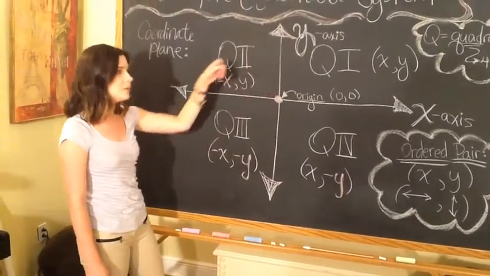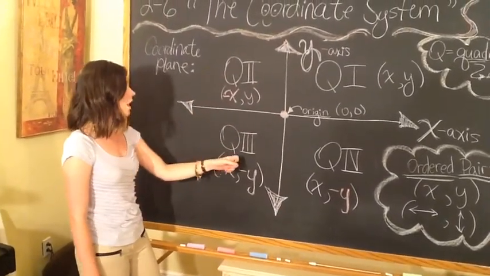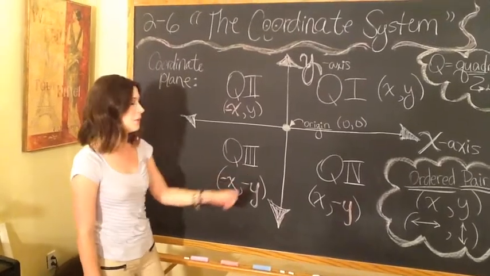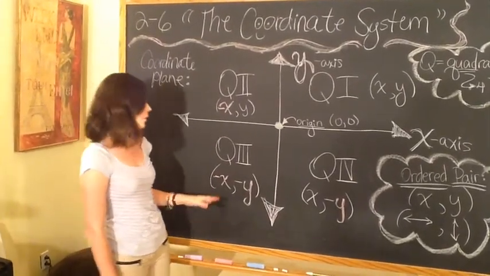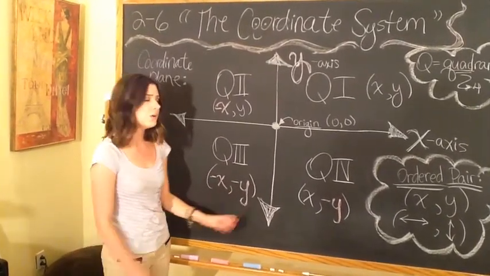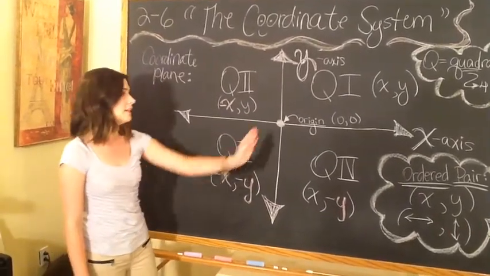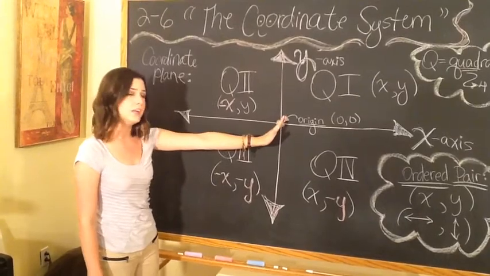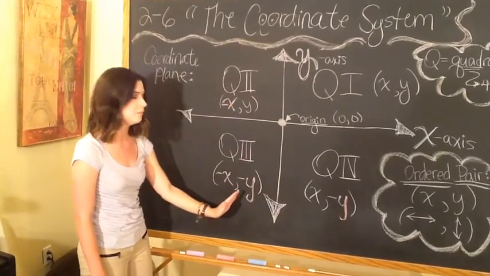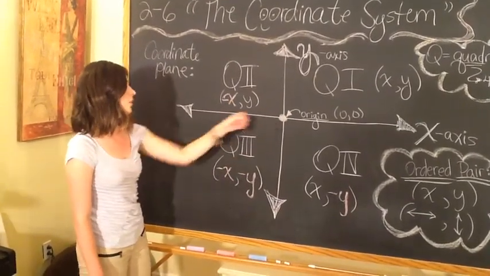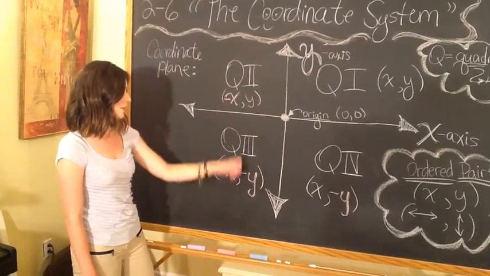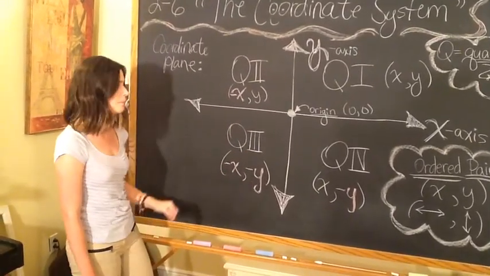If we're continuing going counterclockwise, our quadrant 3 is down here. Now in this quadrant, both the x-coordinates and y-coordinates of any point down here are going to be negative. That is because we start at the origin and we go left and down, which are both negative. So going left gives us a negative x and going down will give us our negative y.